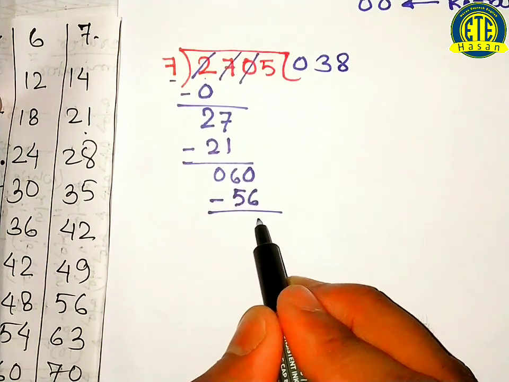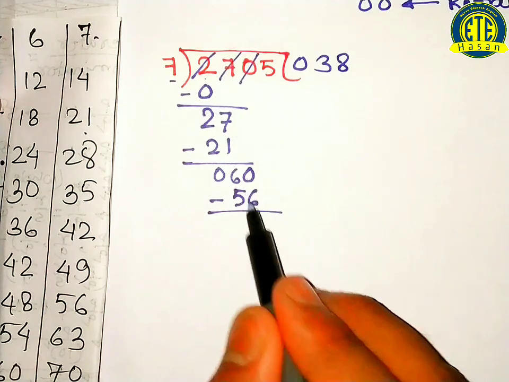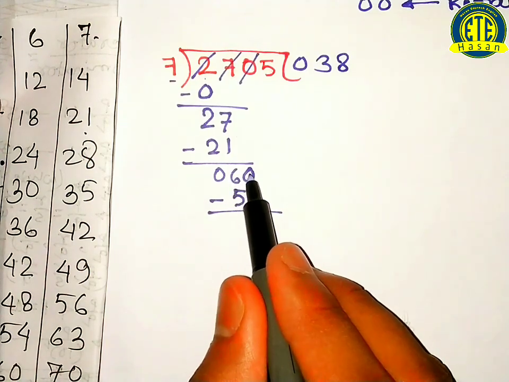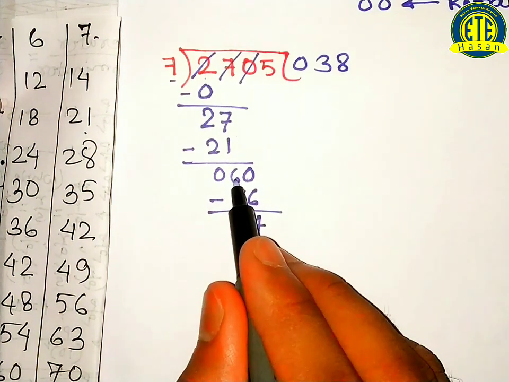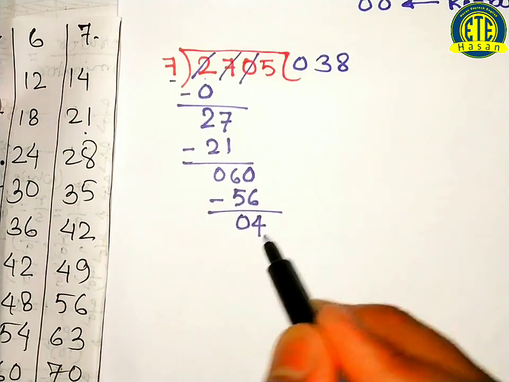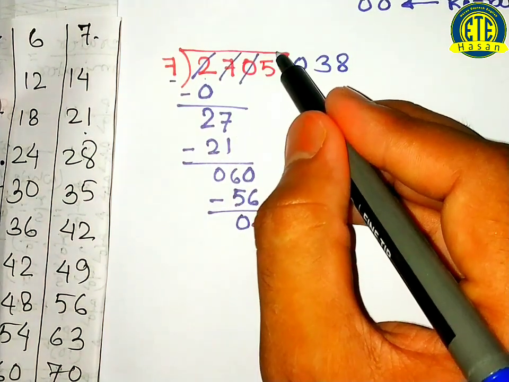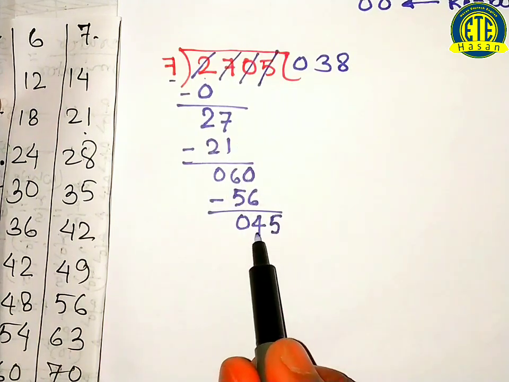0 minus 6, I can't subtract a smaller number from a bigger number. So 6 will give 1 carry to 0. 0 will become 10. 10 minus 6 will be 4. This 6 becomes a 5. 5 minus 5 will be 0. After subtracting we have to write down our next number. The next number here is 5. Write down 5 here. Here is the 45.